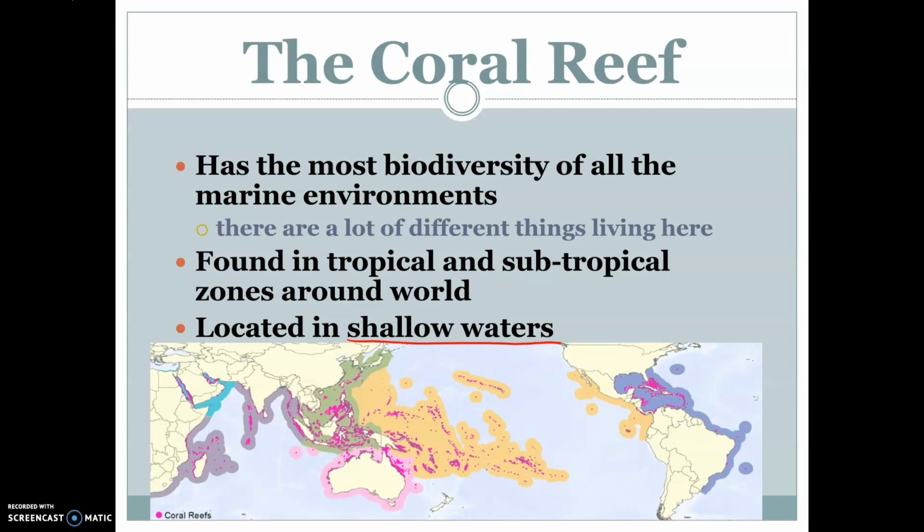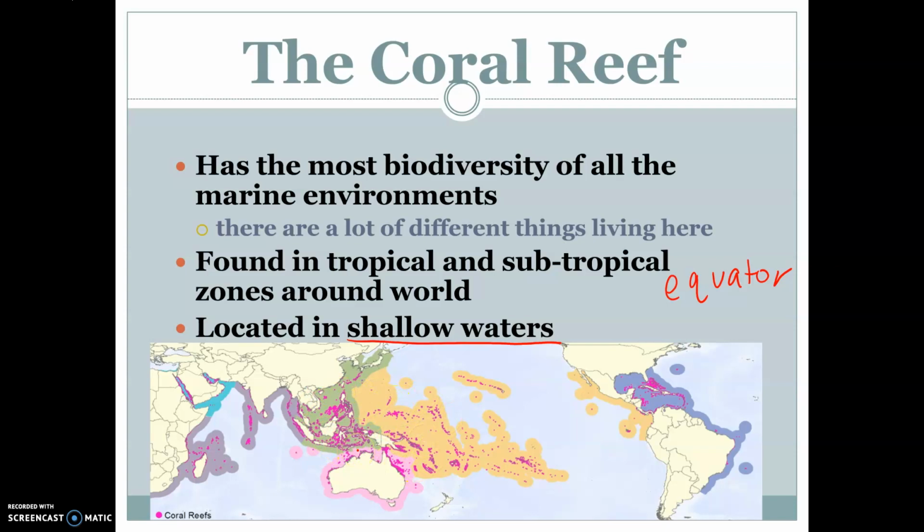Our coral reefs are found in tropical zones, which means they're going to be found around the equator, because that's where we're going to see those tropical and subtropical temperatures and climates. If you take a look, there are actually some coral reefs right off the coast of Florida, in this little pocket of Central America and South America. But the ones we're going to see mostly are over here by Australia and the Philippine Islands.